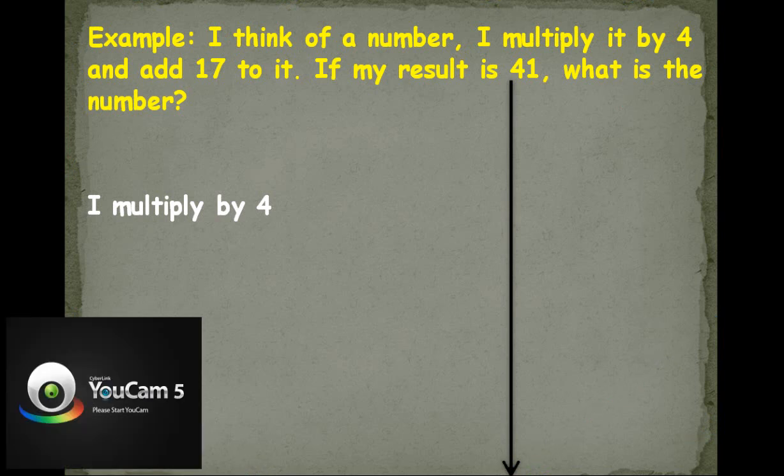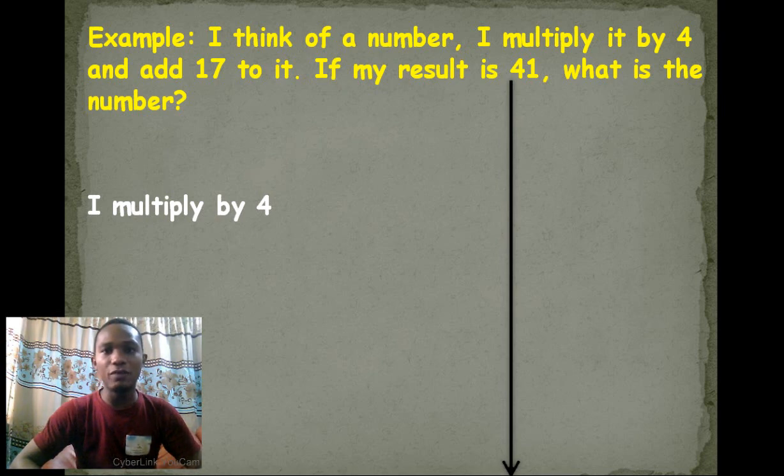Now let's look at a word problem that deals with this combined operation. I think of a number, I multiply it by 4 and add 17 to it. If my result is 41, what is the number? I repeat, I think of a number, I multiply it by 4 and add 17 to it. If my result is 41, what is the number? Now we go back to it.